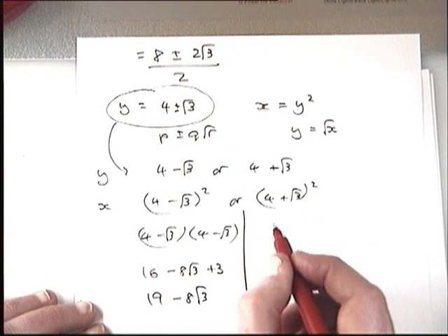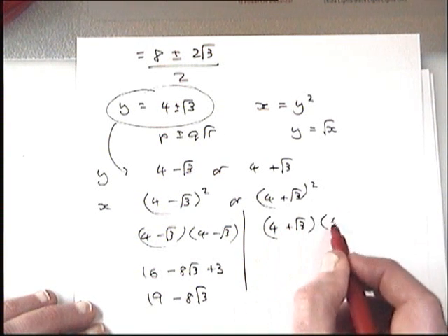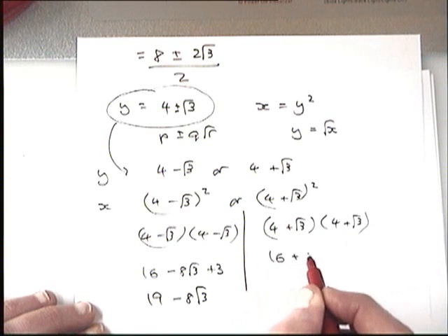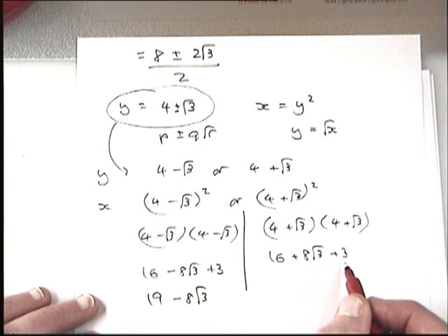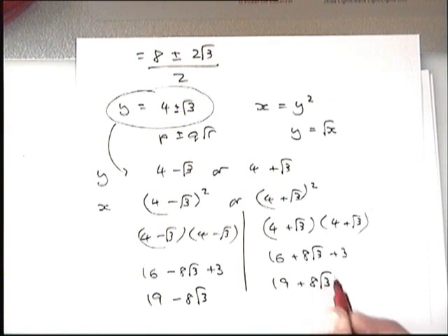Then on the right-hand side of the plus, it was 4 plus root 3 all squared. So again, that's times it by itself. When you multiply that out, you'll get 16 plus 8 lots of root 3 plus 3, which is 19 plus 8 root 3.